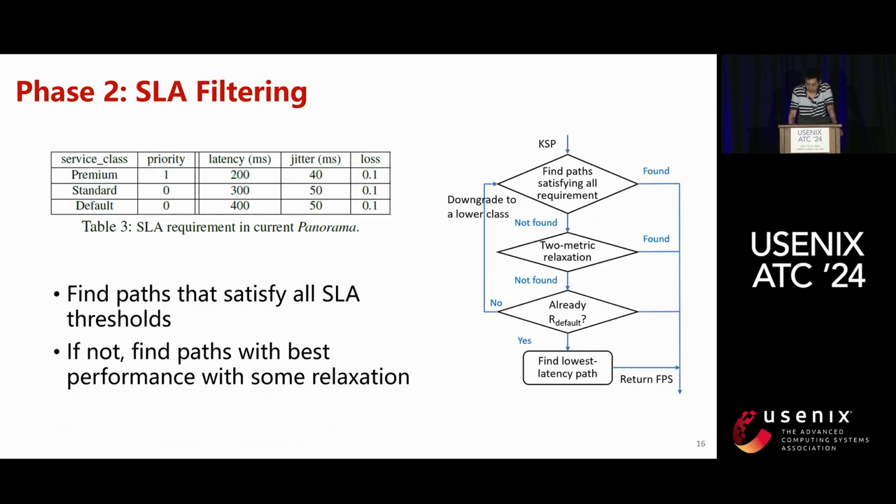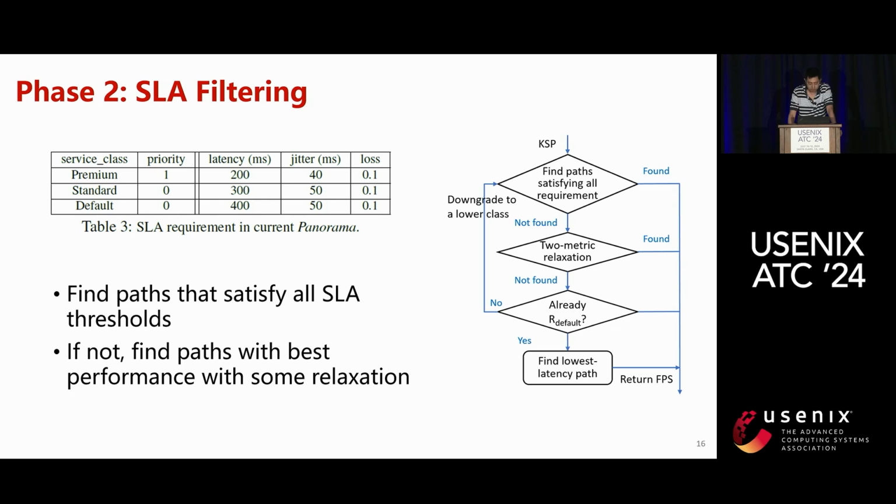The above KSP is computed solely on latency, but sometimes a low latency path may suffer from large packet loss or jitter. Therefore, we have the SLA filter here. The SLA requirement is defined as 3 upper bound thresholds of latency, jitter, and loss. The table shows the SLA requirements used currently, and we have diversity in the service classes to balance the performance and the price for users.